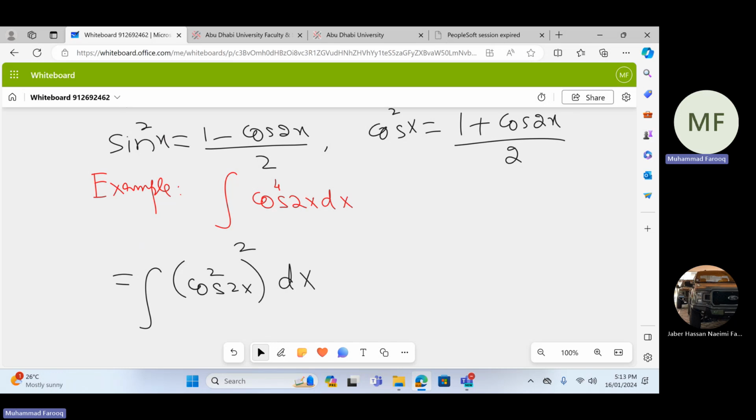Now this cosine squared, we will take the identity. Which identity to use? 1 plus cosine 2x over 2. But be careful now. In the identity, this x has how much coefficient? And in my question, how much is the coefficient?